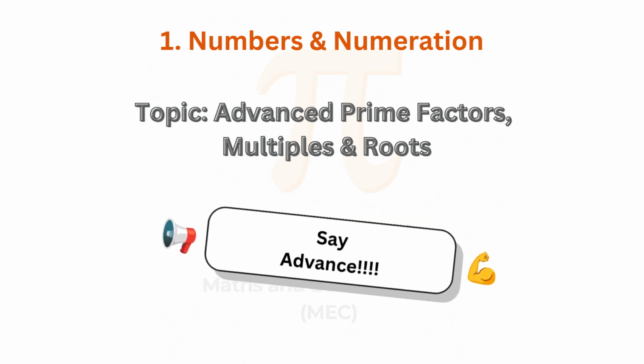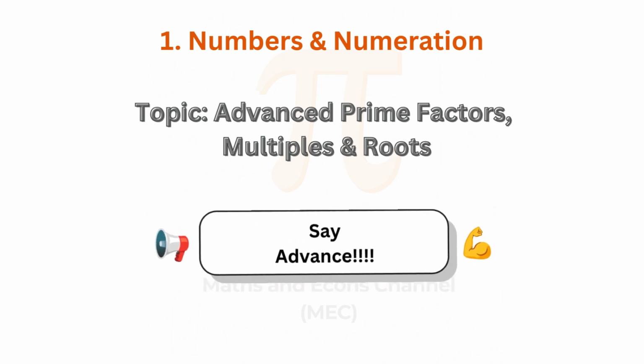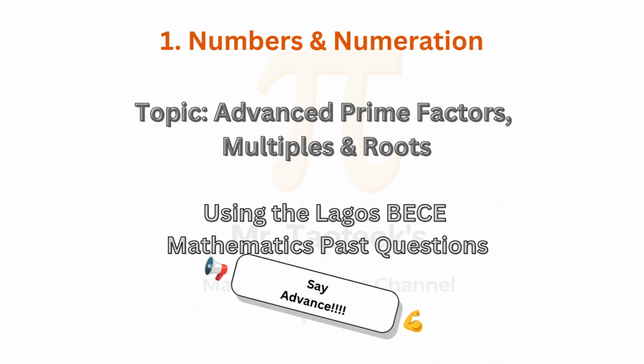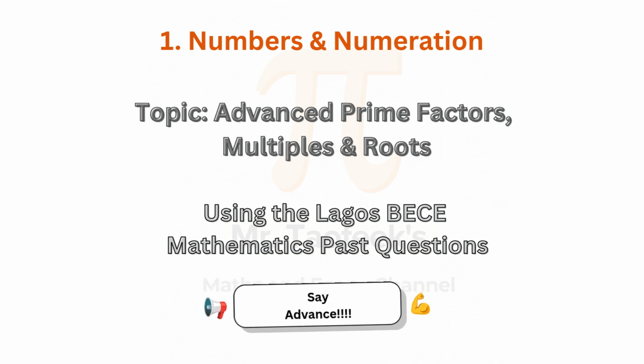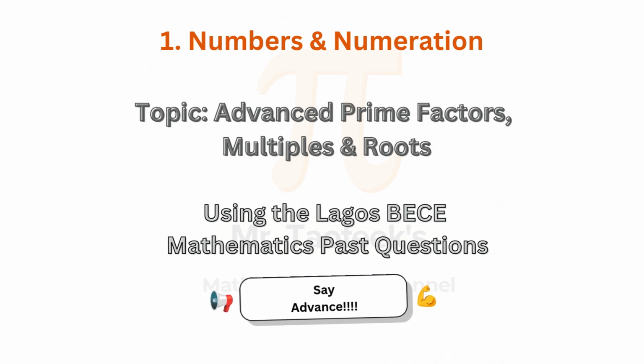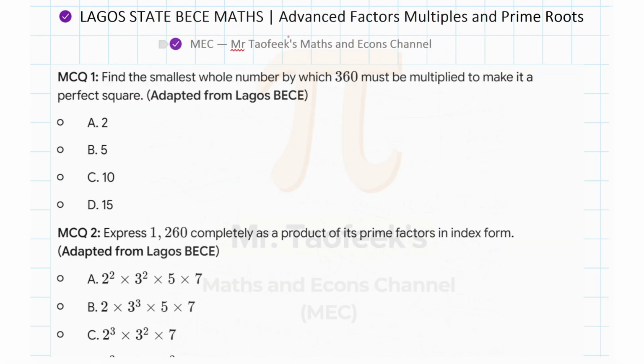Yeah, okay, good. All right, without wasting further time, this is Lagos State BECE Maths, and we're going through factors, multiples, and prime roots. Advanced version, actually, not the basic one, to prepare you for an advanced score and grade in your exams. All right, question number one. The question says, find the smallest whole number by which 360 must be multiplied to make it a perfect square.